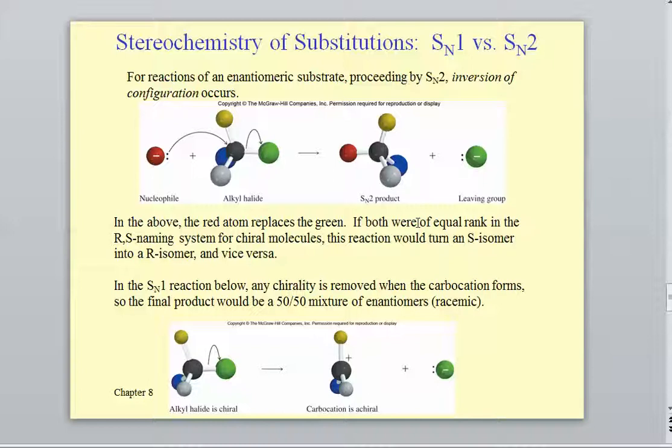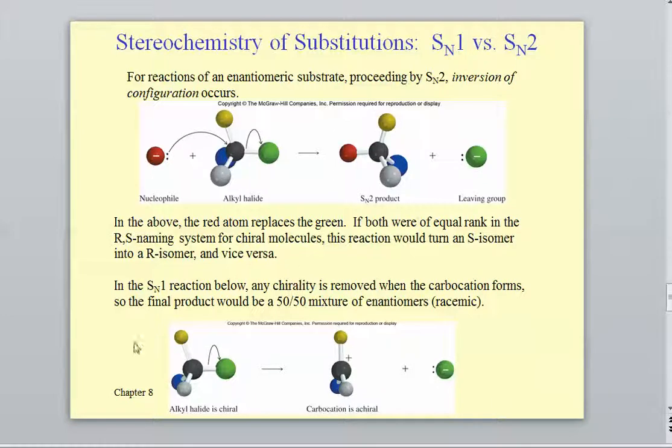And normally when we have chiral compounds, we like to have either one enantiomer or the other. Oftentimes naturally occurring compounds, if they are chiral, then nature prefers one particular handedness. It prefers either the R or the S isomer, but not both. So oftentimes when chemists are creating compounds with chirality, they like it if they can get a single enantiomer. And SN2 substitutions have that advantage.